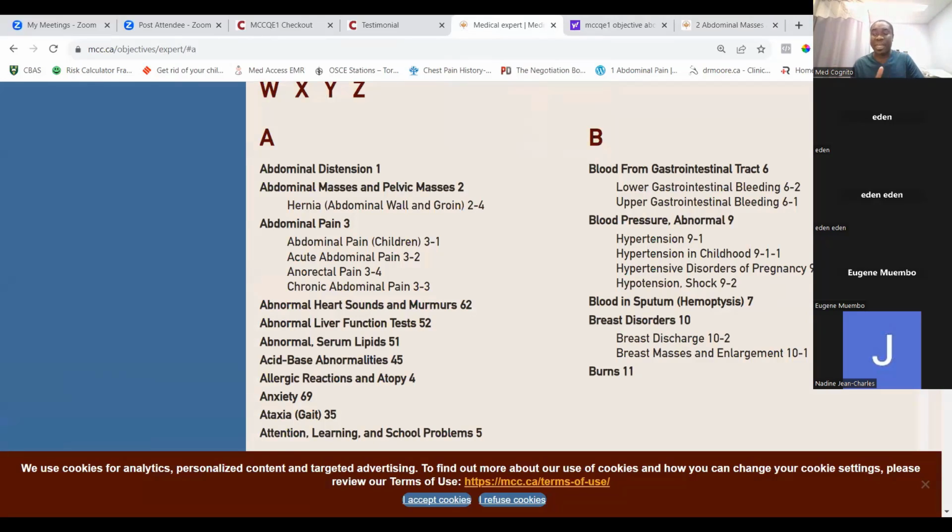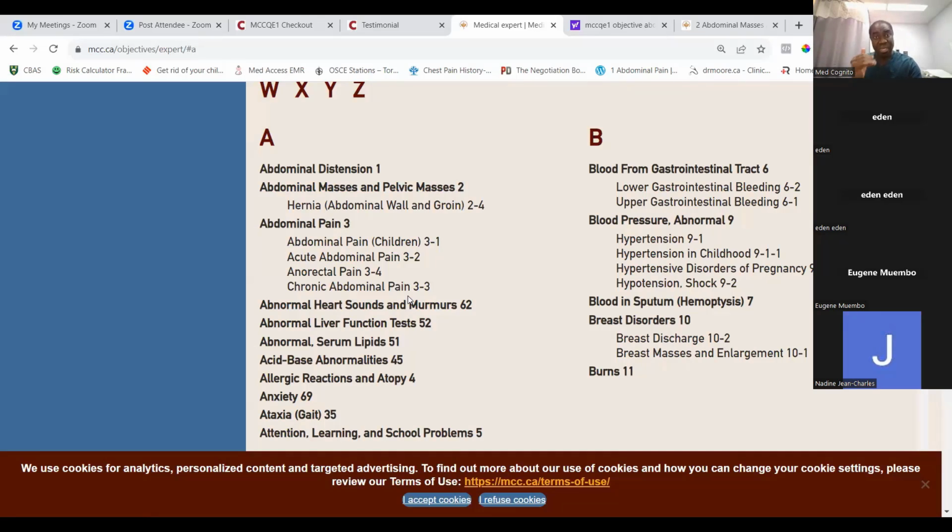The one which is talking about the medical expert. So for example, if you are studying for your exam, I want you to make sure you've mastered abdominal distension, which is going to talk about ascites. It's also going to deal with things like intestinal obstruction. In fact, if you open that objective, it's going to tell you that under A, you've mastered abdominal masses and pelvic masses. You've also mastered abdominal pain. The abdominal pain, you've got to master abdominal pain in children, abdominal pain in adults, acute abdominal pain, chronic abdominal pain.